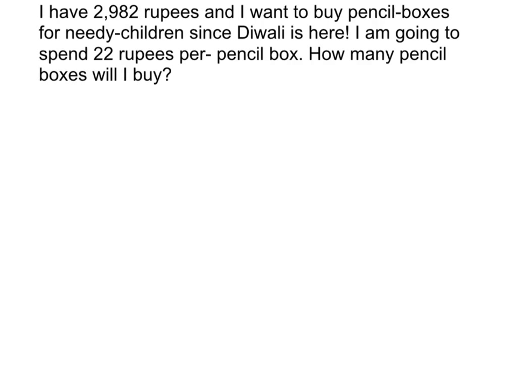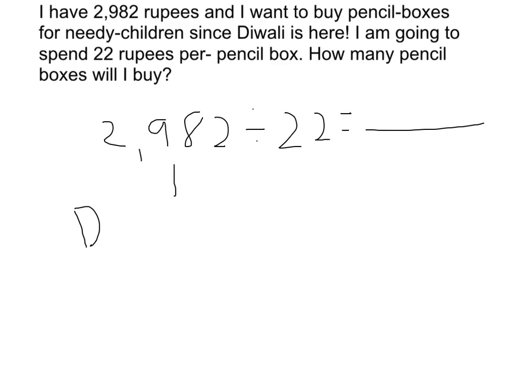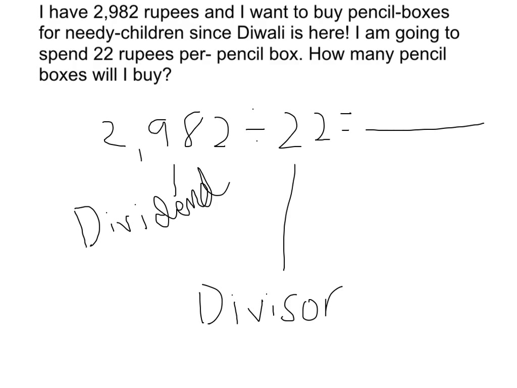Okay. So first, let's write down the equation. It will be 2,982 divided by 22, which is our answer. 2,982 is going to be our dividend. 22 is going to be our divisor. And the answer is going to be our quotient.